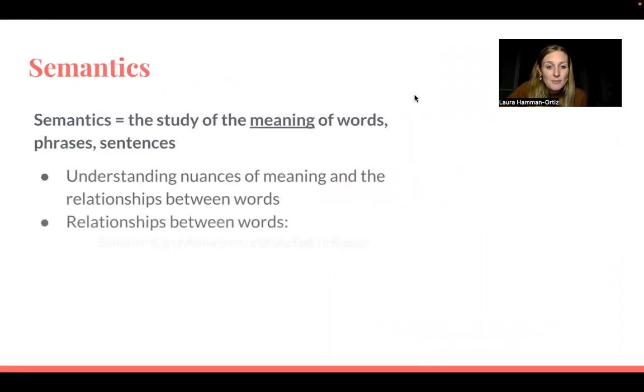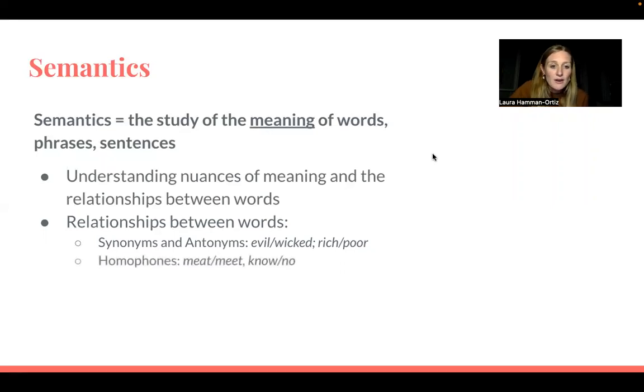So for example, some relationships that might be considered are synonyms, so words that mean about the same thing, like evil and wicked, although there might be some nuances of meaning, some shades of meaning that are different between synonyms, which shapes which word we would choose and why. Antonyms, like rich and poor, opposites.